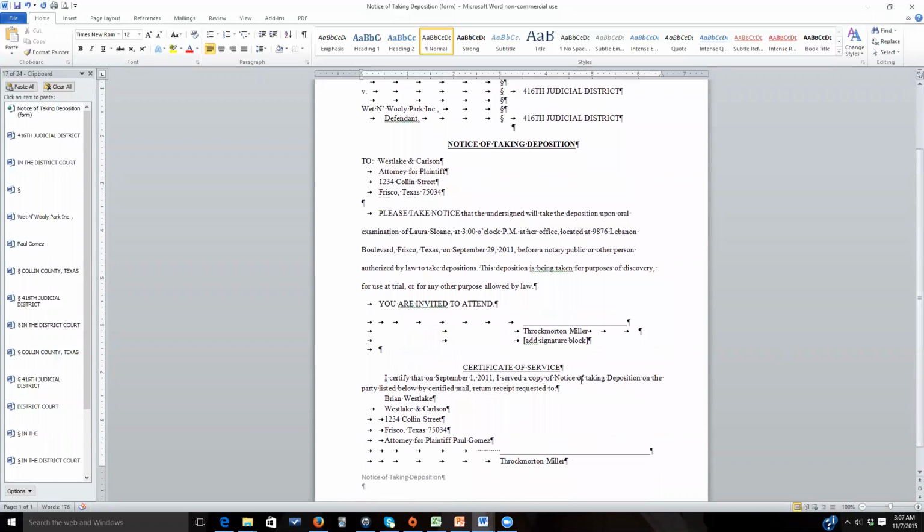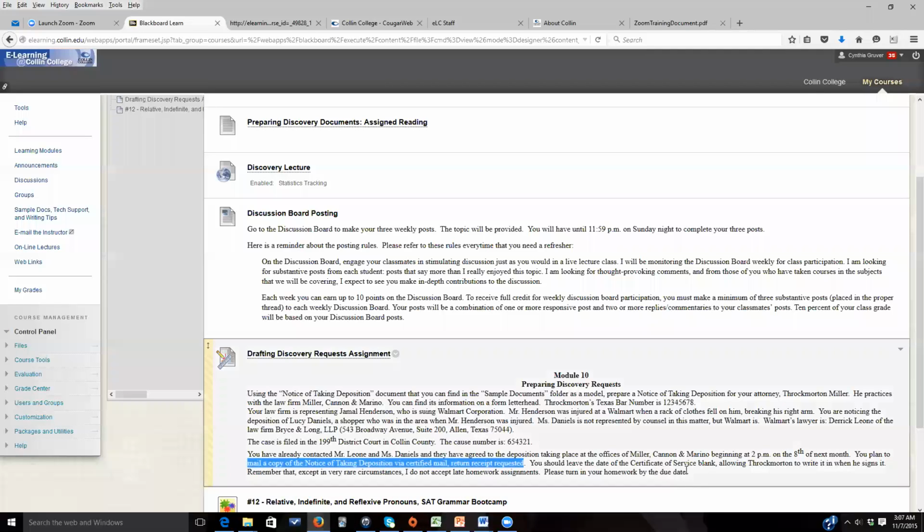Look at this. There's a little typo here. There we go. Certified mail, return receipt requested. There actually should be a comma after that too. That's where this information goes. Let's go back. You should leave the certificate of service, the date of the certificate of service blank. Let's go back and look at that.